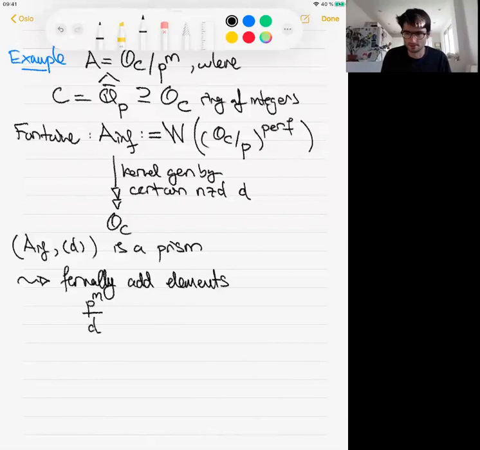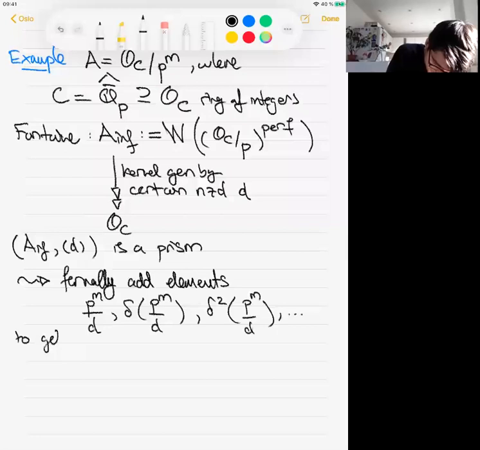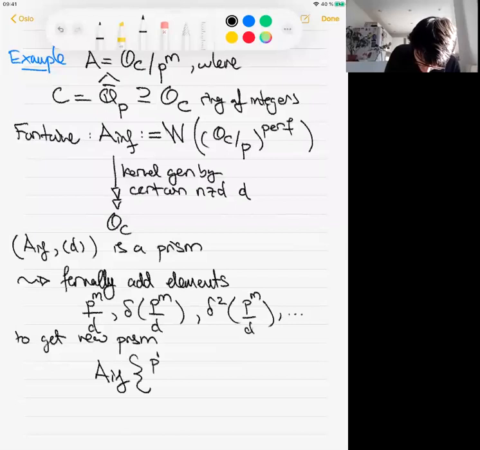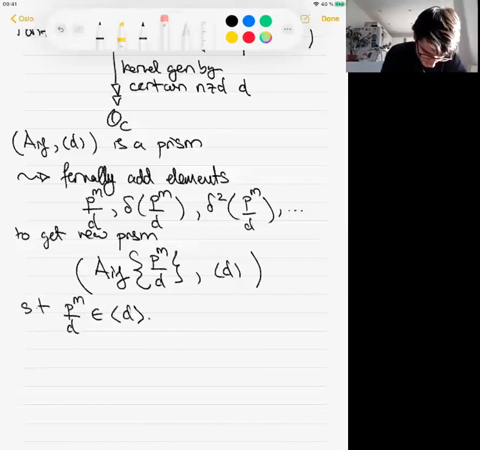But now one needs to be a little bit more careful because prisms, you're not really supposed to equip them with Frobenius lifts, you're supposed to equip them with derived Frobenius lifts, which are really characterized by this delta map structure. And so I should really formally add some image of p^m divided by d under this delta map, and similarly delta squared of p^m over d, and so on and so forth. And you can universally add these in such a way to get a new prism, A_inf{p^m/d}. Again, the ideal will still be generated by d, such that p^m is now in the ideal generated by d.